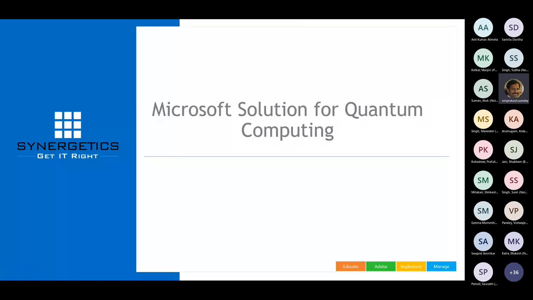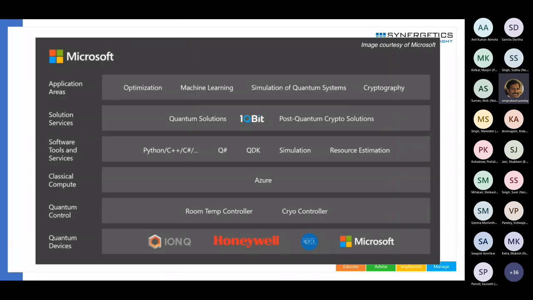Let's proceed ahead. So this was a quick understanding of what the options and resources available are. Let's go to the next section, which is: for this particular problem, what is the solution given by Microsoft? For people who want to implement these algorithms and these resources, what is the approach they can take?